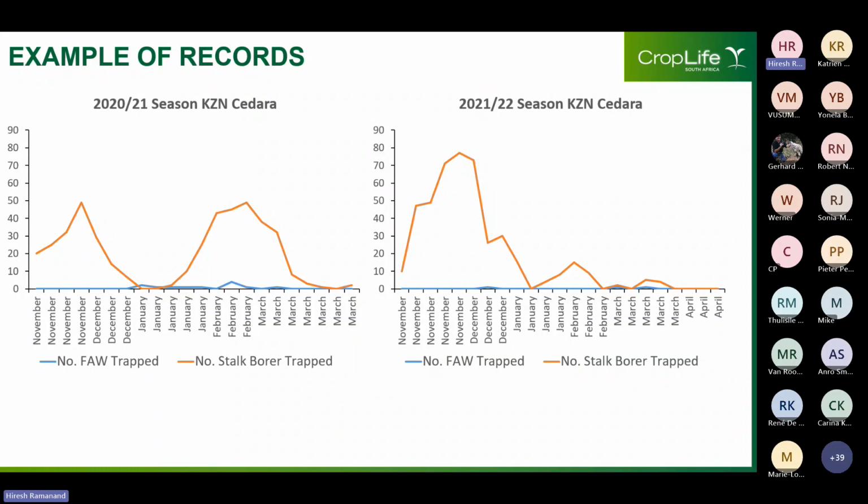Traps were serviced on mostly a weekly basis and numbers of male moths trapped were recorded. When these numbers are looked at using a simple line graph, the first thing that can be seen for both seasons is that Busseola clearly is the important pest in the region when compared to fall armyworm, where numbers paled in comparison to that of Busseola. And I think that is quite clearly evident.